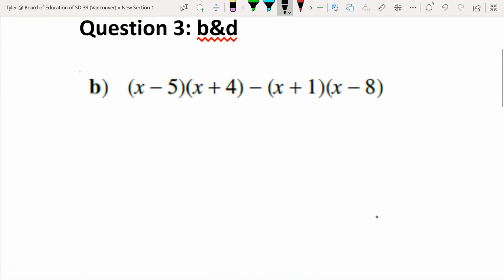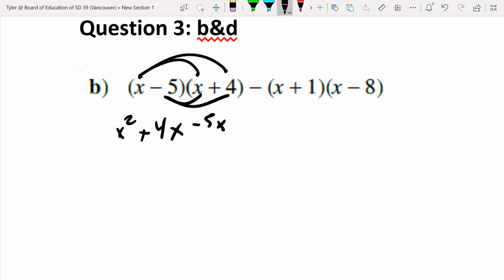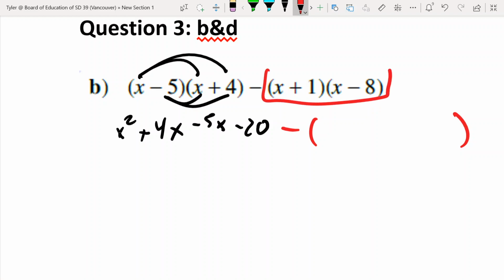Okay, so 3. This one's tough. You have a negative in the middle. So basically, we're going to find out what this is and then subtract all of this. So let's do this first. So this is going to be x squared plus 4x minus 5x minus 20. Okay. Now I'm going to leave the rest. I'm going to say minus. Now I'm going to put brackets around my answer because remember, this said subtract everything.